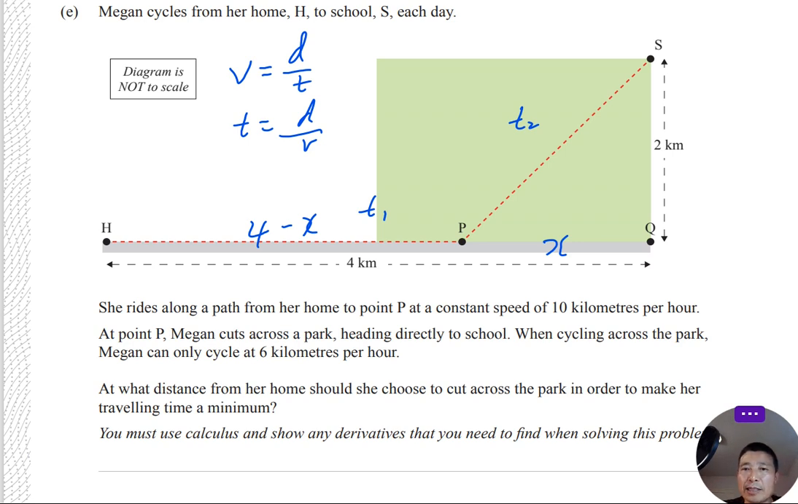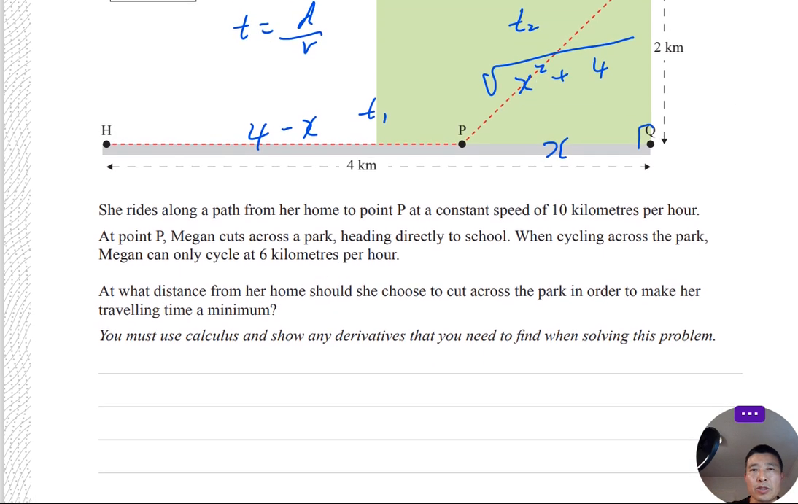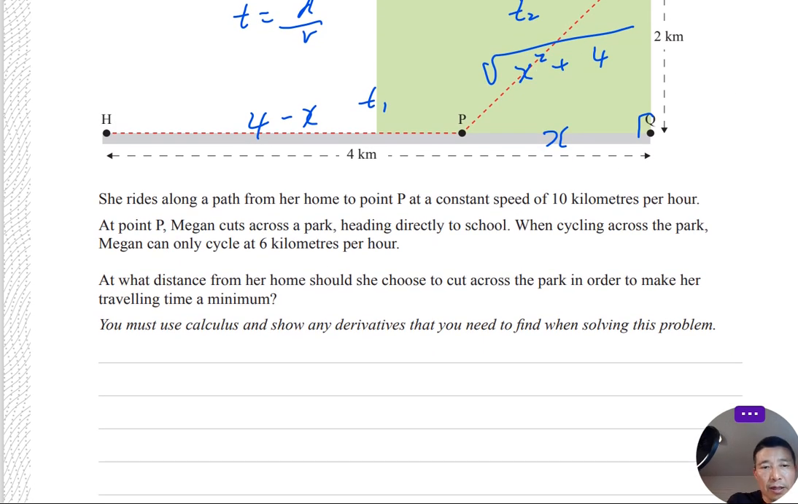Before we do that, we need the distance between P to S. To do that, we need to use Pythagoras theorem because it's a right angle triangle. So the distance between P to S is the square root of what? x squared plus 2 squared, which is 4, isn't it? So say big T is the total time equals small t1 plus t2.